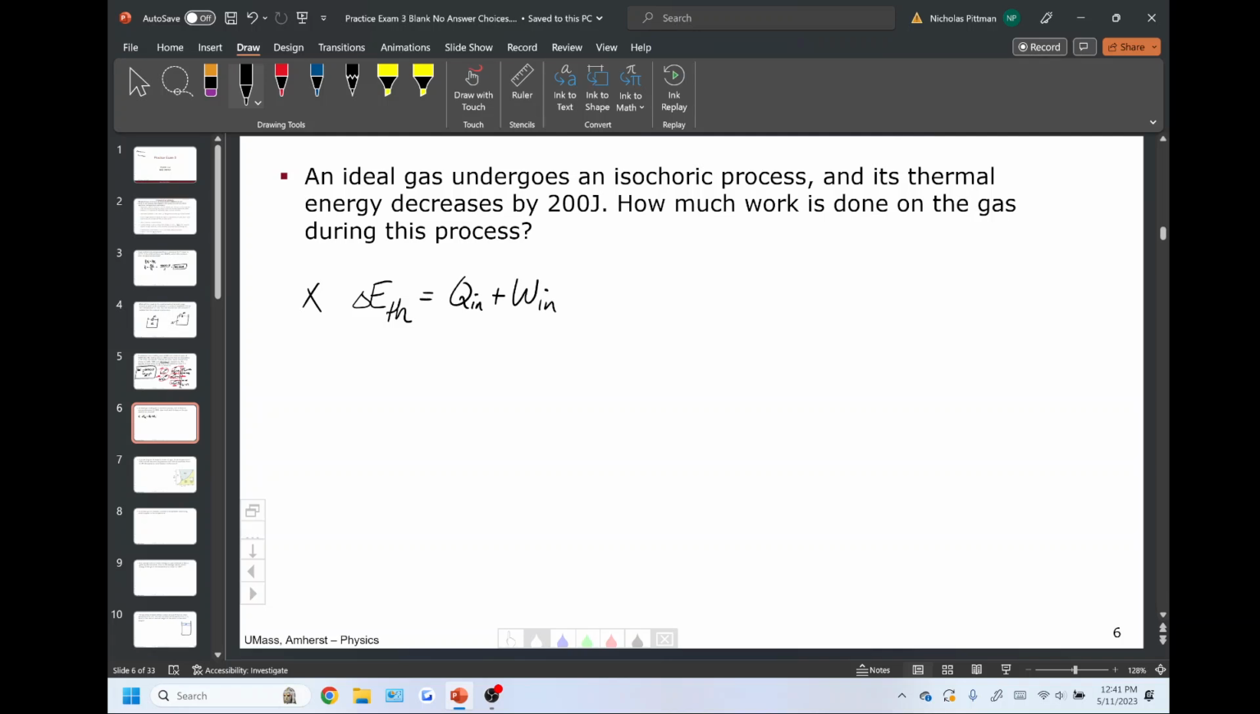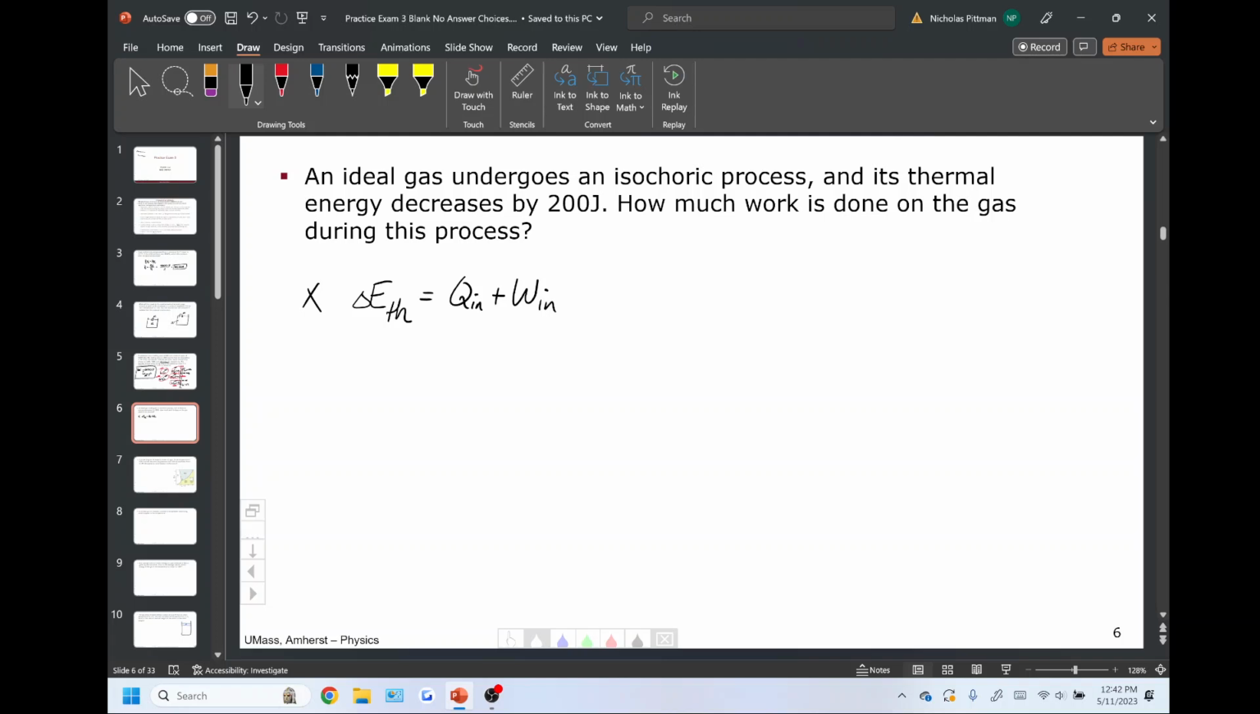You'd look at your first law, and then you'd look at the keyword isochoric, and you know that the first law simplifies when you have either isochoric or isothermal or adiabatic. And if you scroll down to the first law section, first law special forms, you see isochoric, W equals 0, since the volume change of the gas is 0.